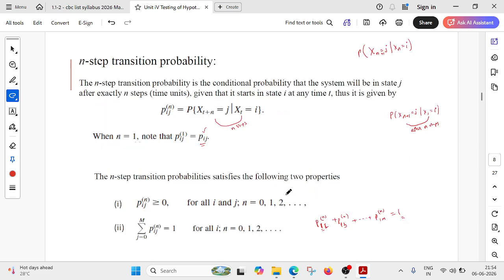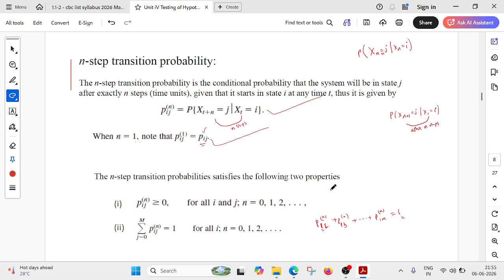N-step transition probability. This is applicable for n steps, like powers of a matrix A: A square, A cube, like that. The n-step transition probability is the conditional probability that the system will be in a state j after exactly n steps, given that it starts in a state i at any time t, which is given by this equation. If n is equal to 1, we get that P of ij equals P of ij.